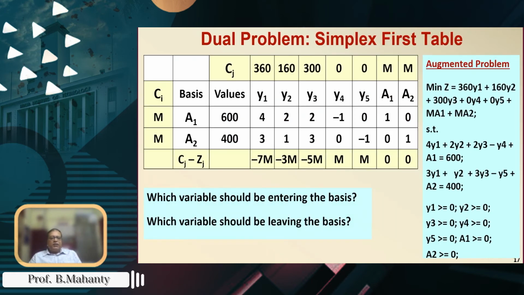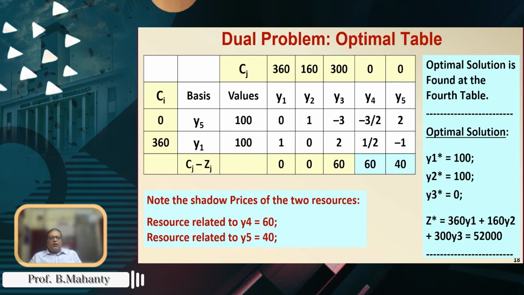So here is the simplex first table. In the simplex first table, you will see that because of the presence of the artificial variable, they should be 360 minus 7M, 160 minus 3M, and 300 minus 5M. So which variable should be entering? y1 should be entering. Which variable should be leaving? 600 by 4 and 400 by 3. So a2 should be leaving. Anyhow, we can solve the problem, but here the solution is directly given, because these other details are available in previous classes.